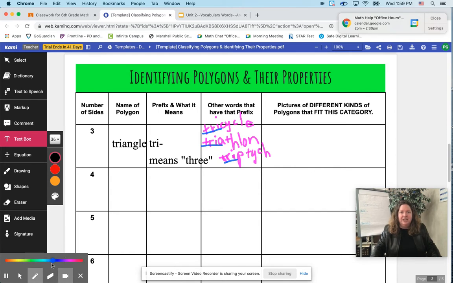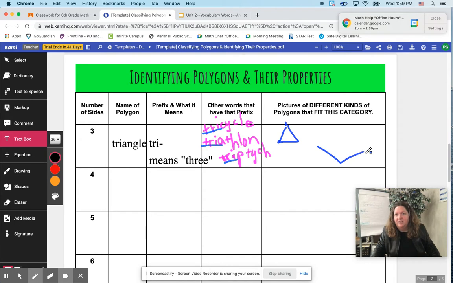Now, here's the trouble. As soon as kids start drawing triangles, this is what they draw. That's a good triangle. Great. But that's not the only triangle. So you need to draw a triangle that has a really wide angle. We call that the obtuse triangles. So draw one with a really wide angle.